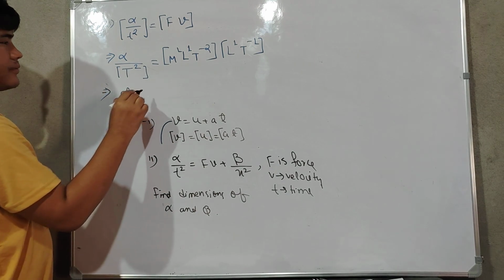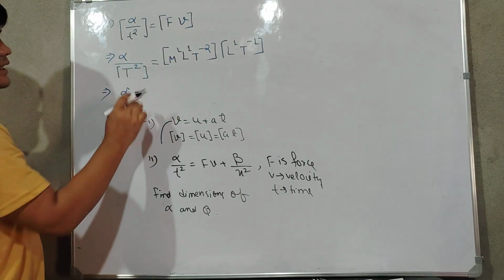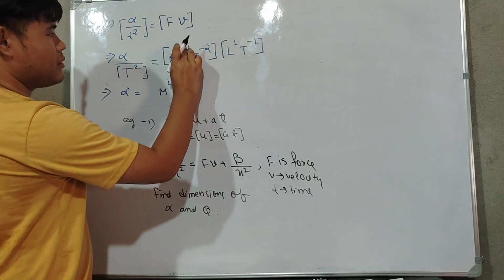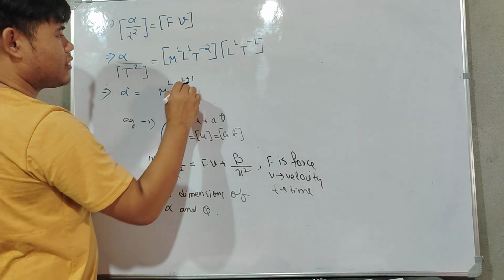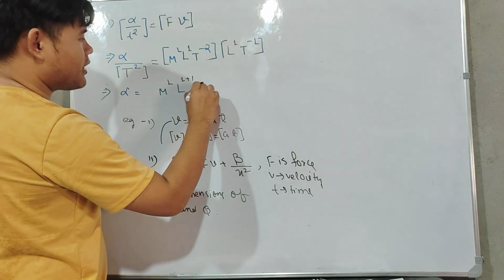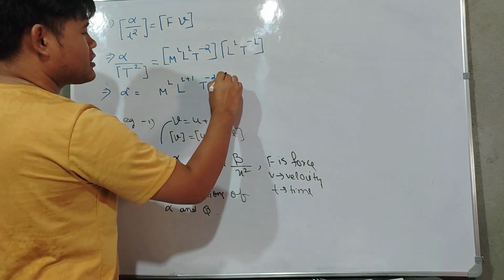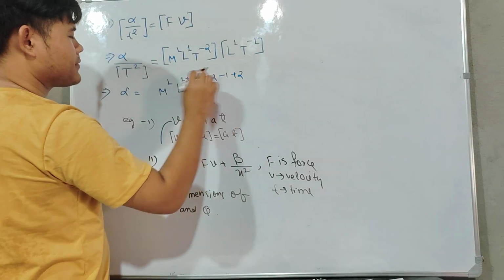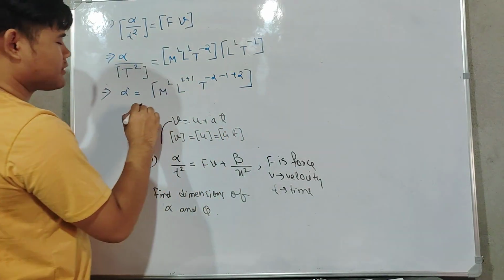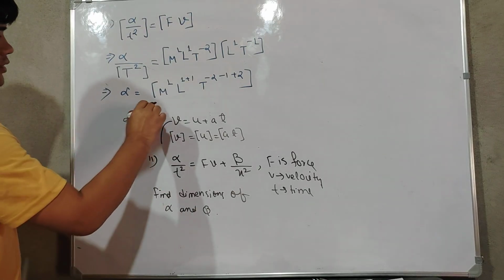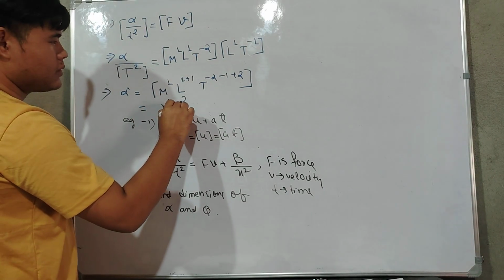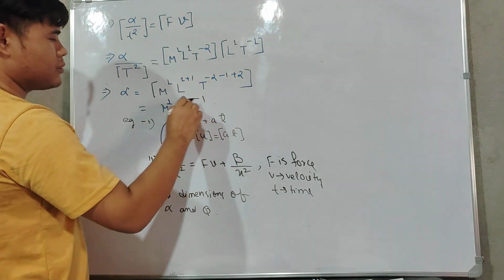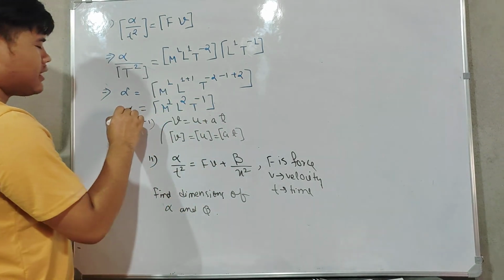Alpha is equal to... t will go off, t will multiply this side. So M will remain as it is. L will be 1 plus 1, and T to the power minus 2 minus 1. When we multiply with this, then it will be plus 2. So what we will get? We will get M1 L2 and T to the power minus 3 plus 2, so it will be minus 1. So this is the dimension of alpha.